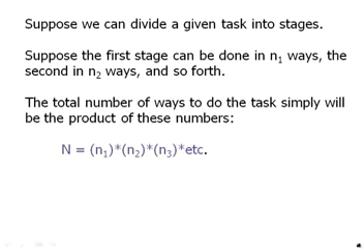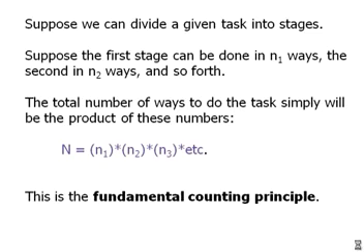The total number of ways to do the task will simply be the product of all these numbers. So the number of ways we could do the first stage times the number of choices we can make in the second stage times the number of choices we make in the third stage, etc. We just find the product. Very simple. This is the fundamental counting principle. So I realize this is very abstract. Now I'm going to show a few examples.